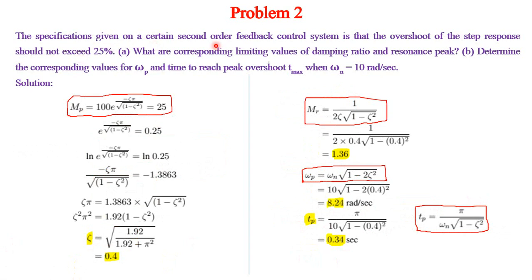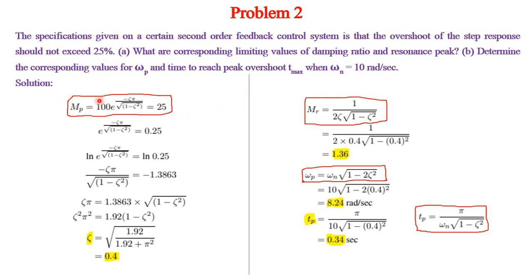The specification given on a second order control system is that overshoot of the step response should not exceed 25%. What are the corresponding limiting values of damping ratio and resonant peak? Determine the corresponding values for omega p and time to reach peak overshoot when omega n is 10 radian per second. So the condition is should not exceed 25% overshoot.